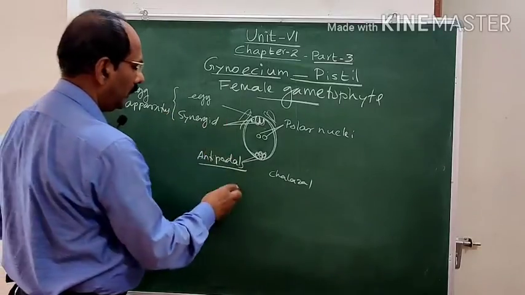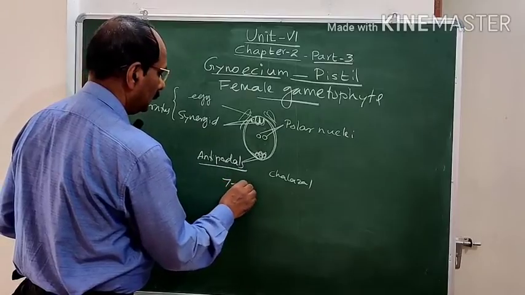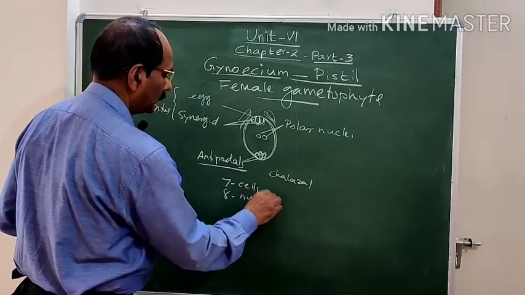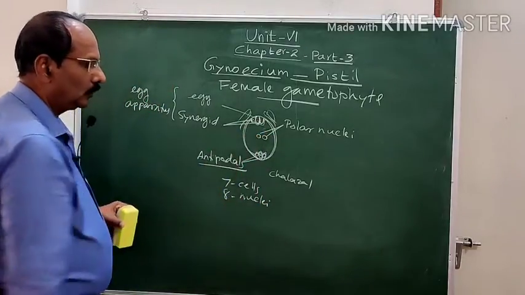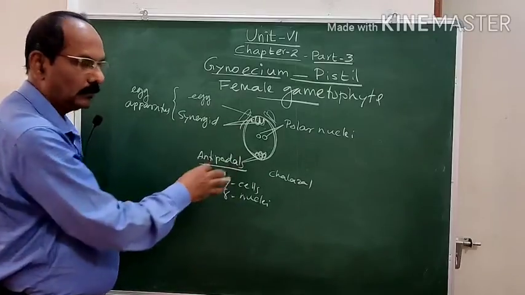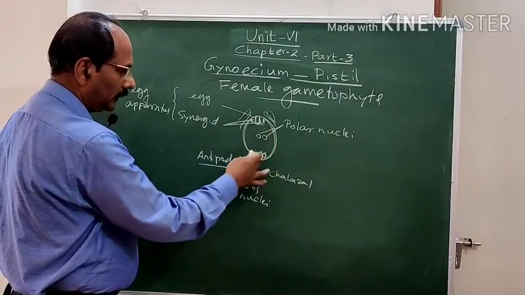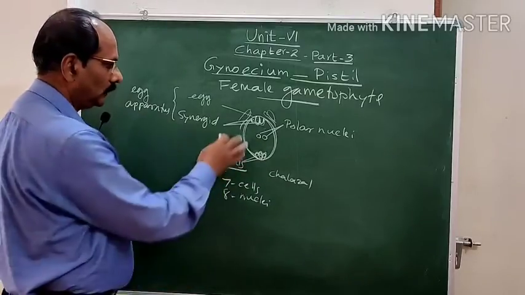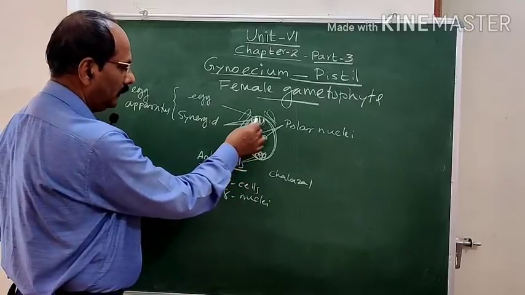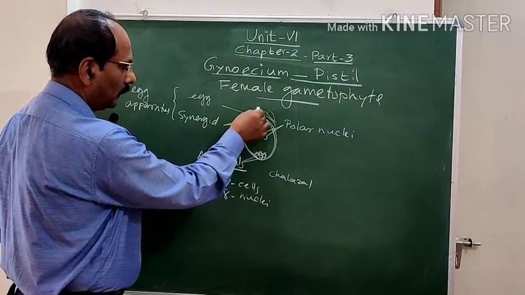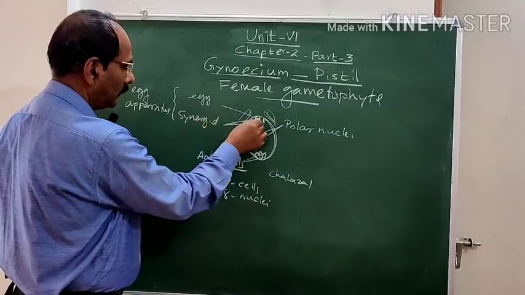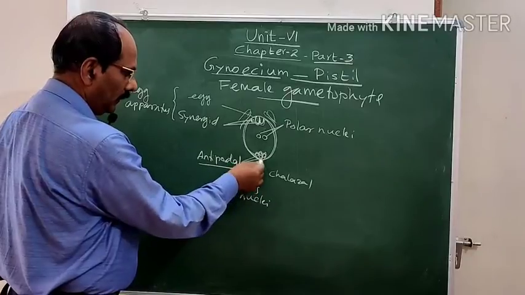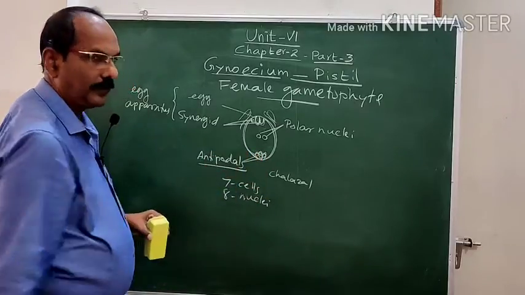So how many cells does a female gametophyte have? Seven cells, but eight nuclei are present there. Eight nuclei and seven cells, because the central cell has two nuclei separately without any cell wall formation. The cell wall is present only around the central cell, but each nucleus has no separate cell wall. So one cell has two nuclei, and three cells are present at the micropyle, known as the egg apparatus. In the center one is called the egg, and on either side are the synergids, and the chalazal end has three cells, known as the antipodals.